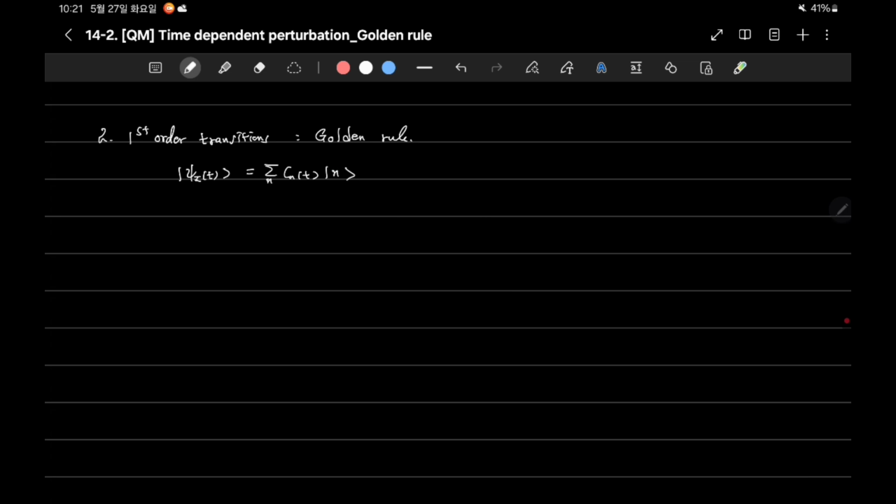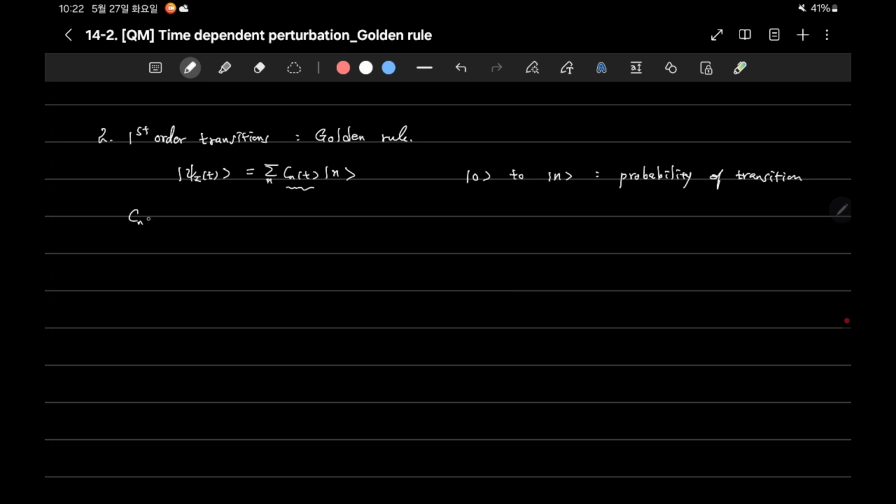It is the key point. Here we should determine the c_n(t), and that is our key problem. So what is the probability that the interaction causes the system to make a transition from the ground state to the n state? We should know the probability of transition, and that is the key problem on this topic.